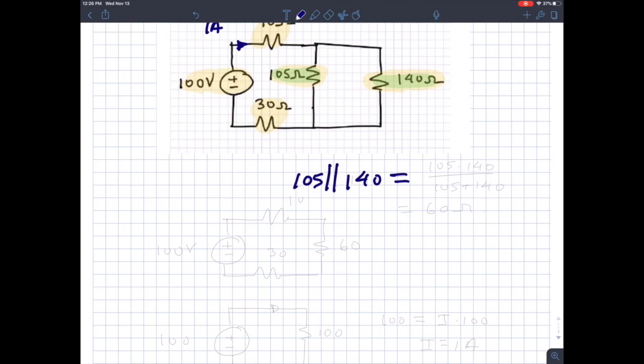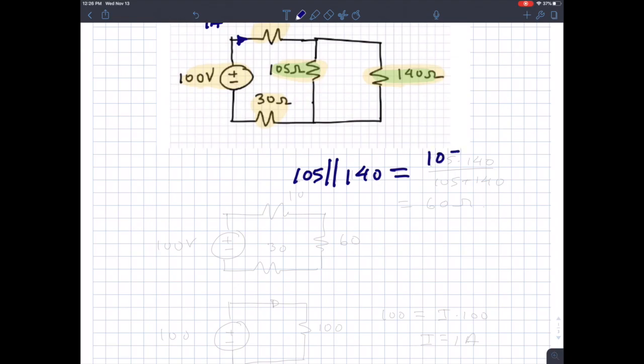If you recall, there's a formula that involves reciprocals, but if you take these pairwise, you can just do 105 times 140 divided by 105 plus 140. That gives you the parallel resistance, which in this case is 60 ohms.